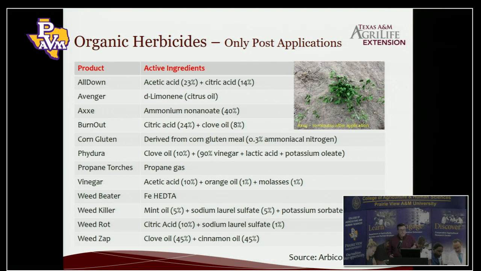That's the wonder of Roundup, because Roundup moves down throughout the plant and into the roots, and so it can kill perennial weeds, whereas these will only kill weeds that are really, really tiny, and you might have to make multiple applications. But that clove oil and cinnamon product, Weed Zap, it really smells nice when you put it out.